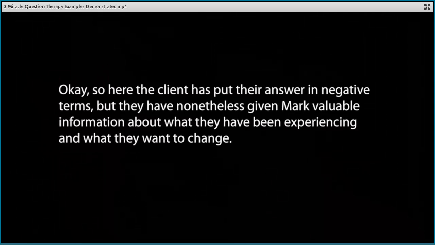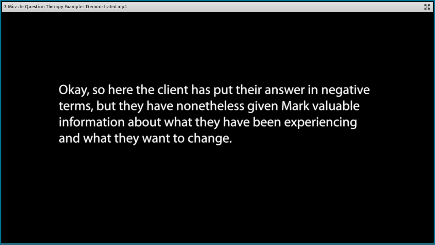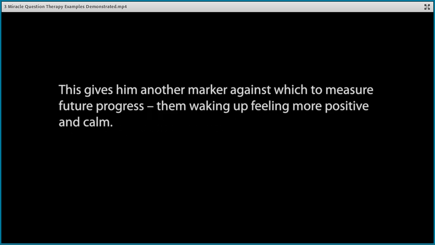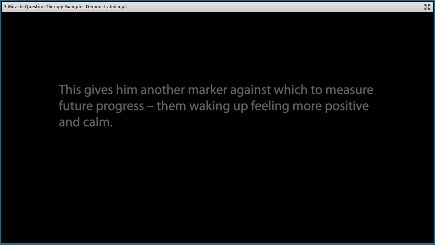Okay, so here the client has put their answer in negative terms, but they have nonetheless given Mark valuable information about what they have been experiencing and what they want to change. This gives him another marker against which to measure future progress, them waking up feeling more positive and calm.